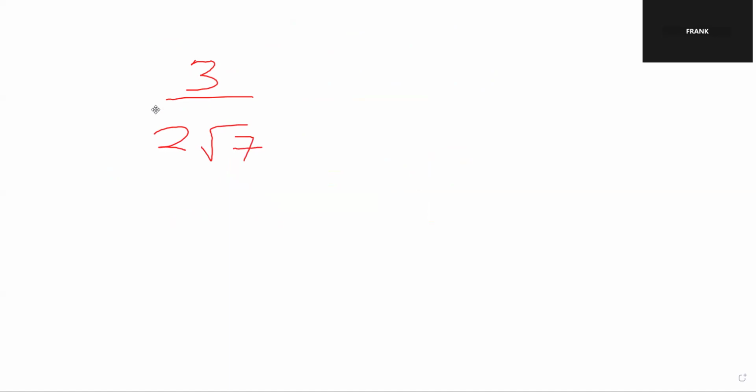Now there is a surd at the denominator, so I'm going to rationalize. Before then, it's a one-term expression at the denominator, so I'm going to just use the surd. It's going to be root 7 out of root 7.